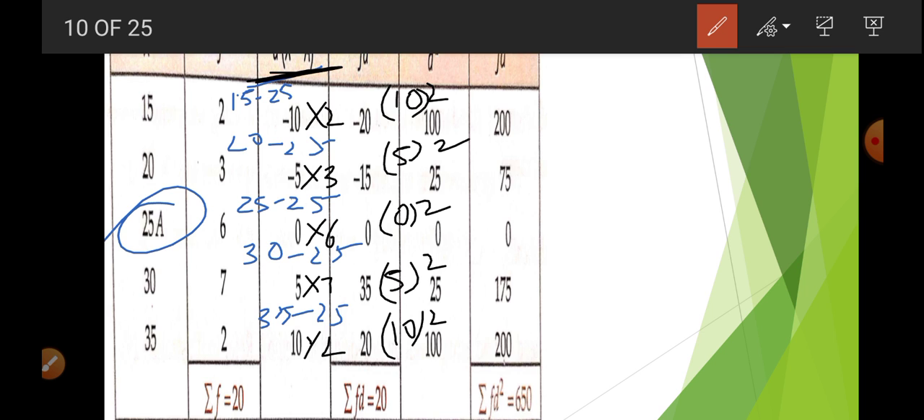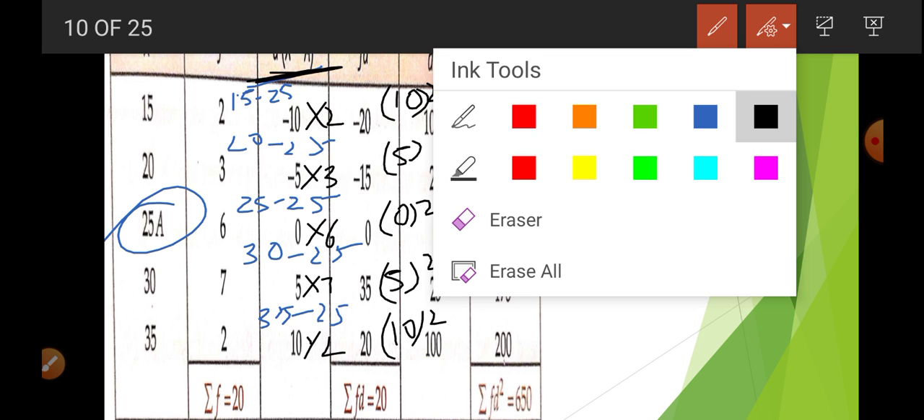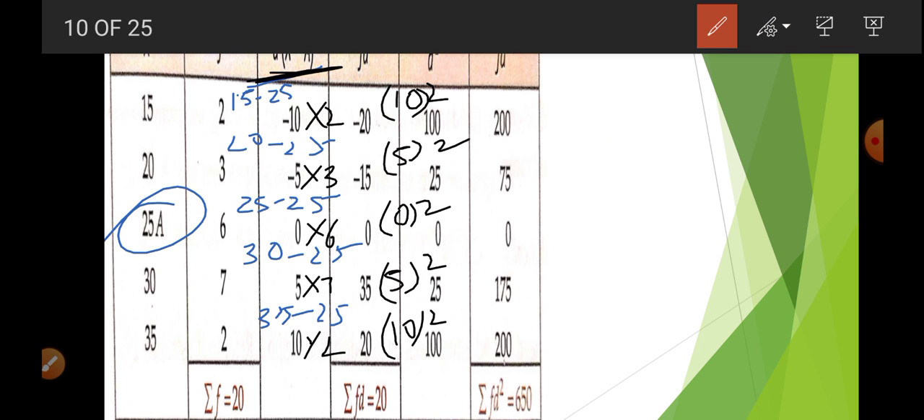Now we are going to multiply these values with the frequency. So 100 multiplied by 2, 200. Then 25 multiplied by 3, 75. 0 multiplied by 6, 0. 25 multiplied by 7, 175. 100 multiplied by 2, 200. Now do the sum total of it.